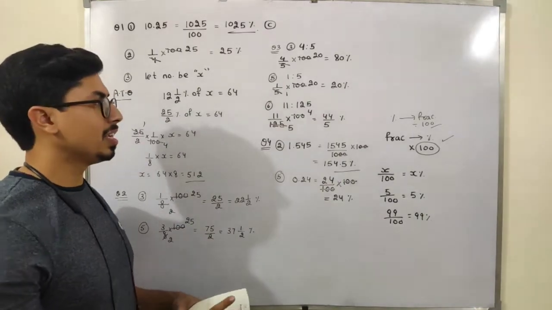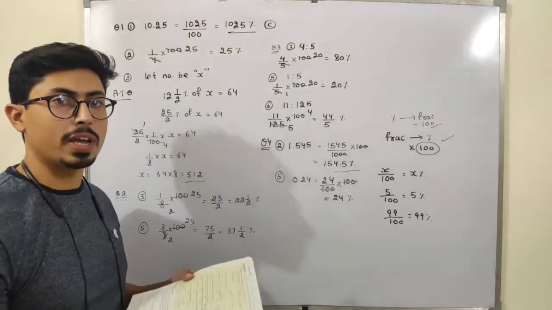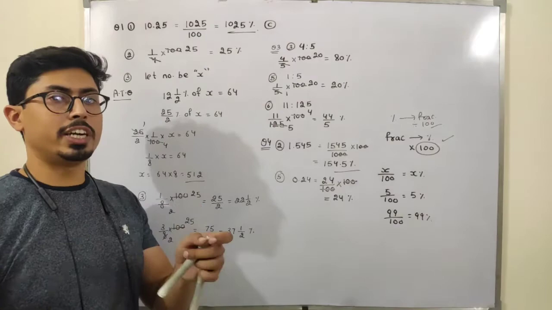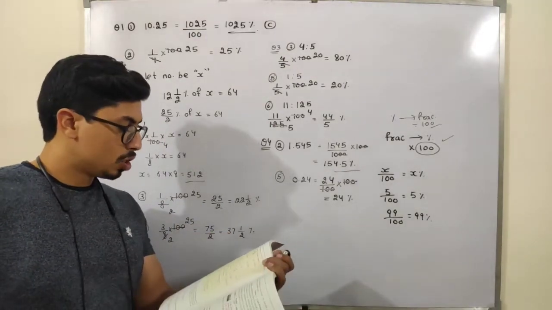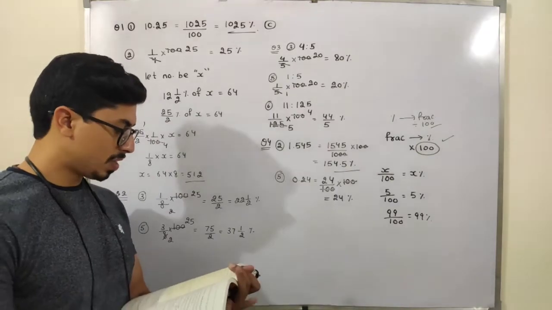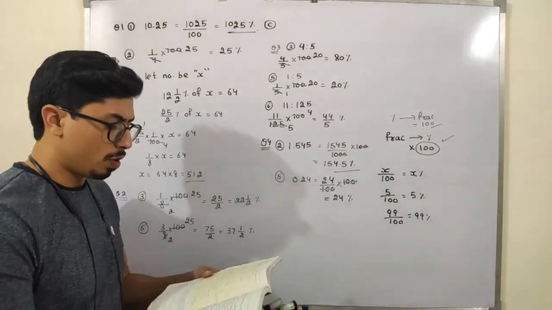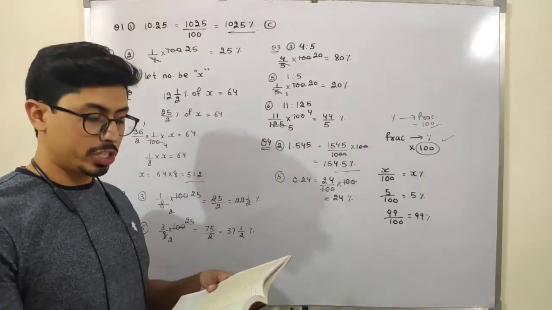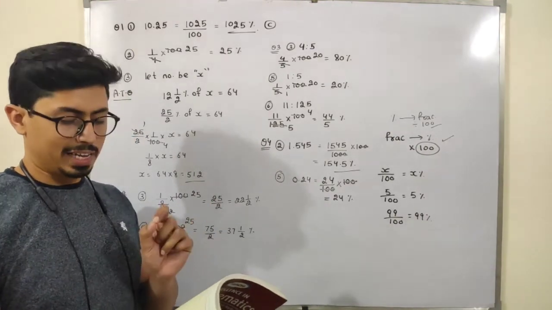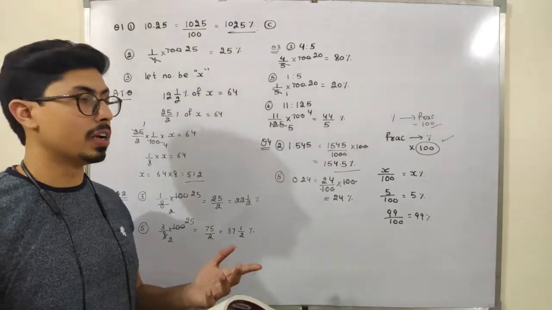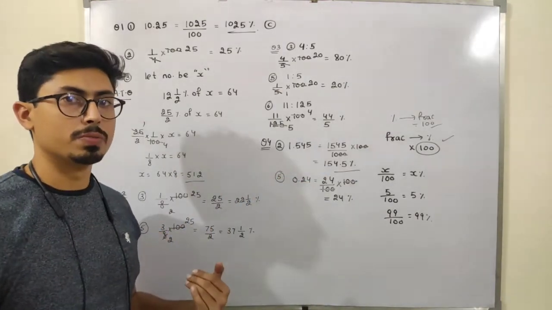So see, these questions are the same students. Just convert the fraction into a percentage by multiplying it by 100. So you can do these questions. Now moving forward to the 5th question, I have to convert the percentage value into a whole number or a mixed number. I have to do the reverse of this now.